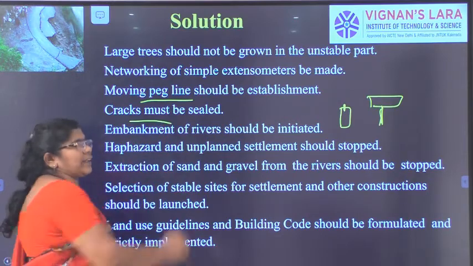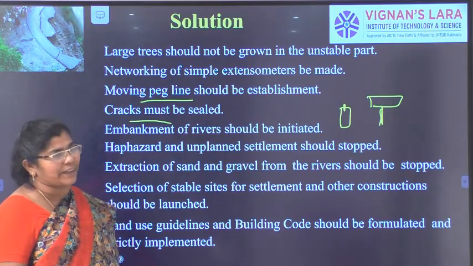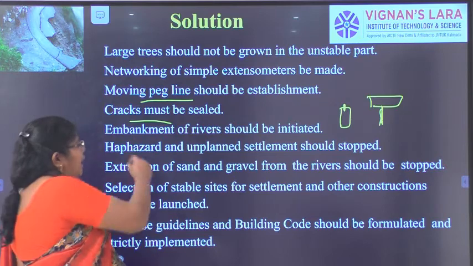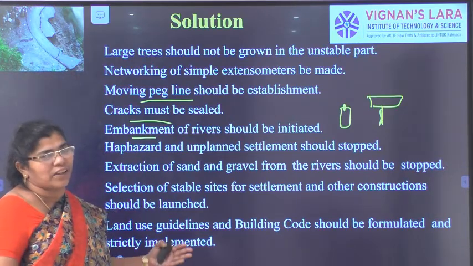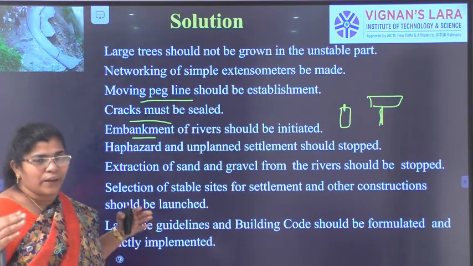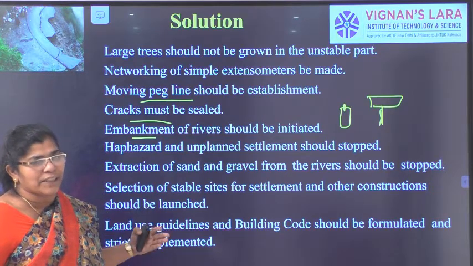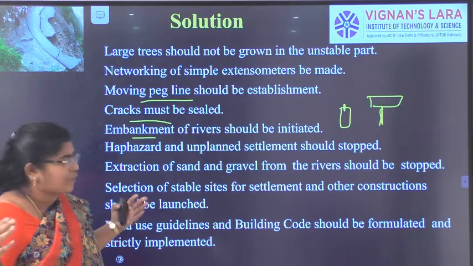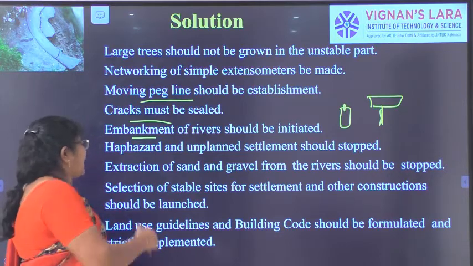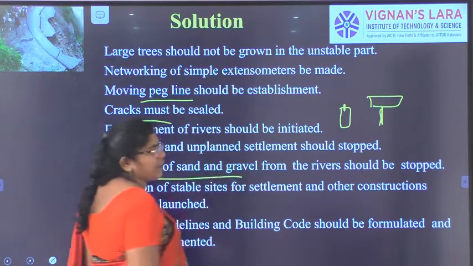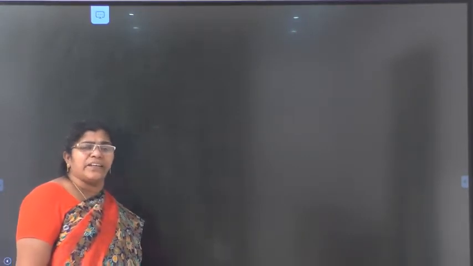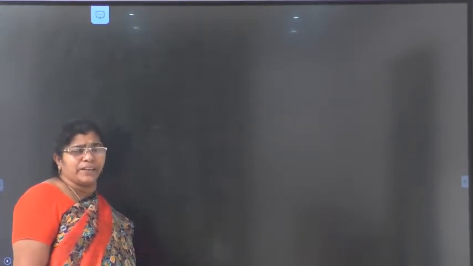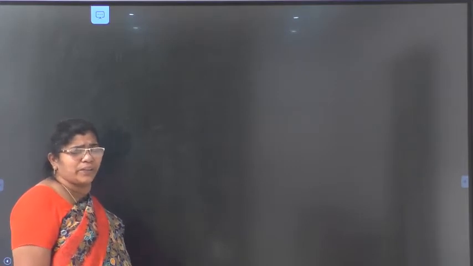Cracks must be healed, and soil stabilization methods have been applied. And embankment of the rivers has been initiated, by which the rivers are already widened, and retaining wall embankments have been built so that the rivers will not overflow. And extraction of sand and gravel from the river should be stopped. This is another thing where the river itself will be very damaged and erosion will be more. So they have stopped all these things. Okay.